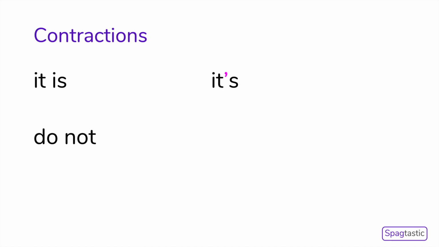Do not can be contracted to don't. To do this, we join the words do and not together. We take out the second O and we replace it with an apostrophe. We are can be contracted to make we're. To do this, we join the words we and are together. We take out the letter A and we replace it with an apostrophe.